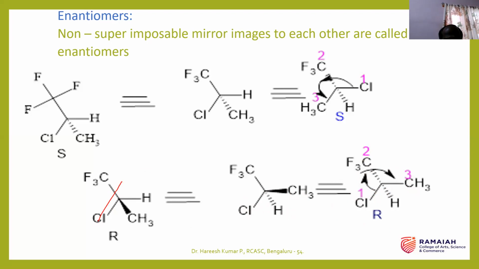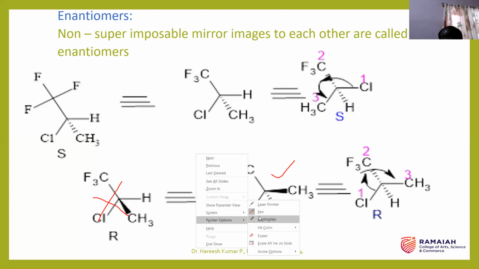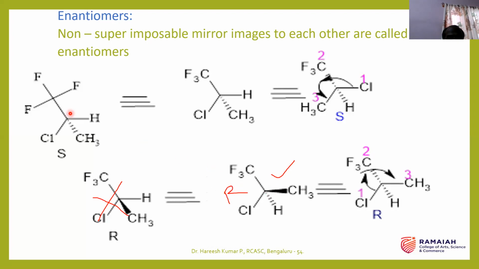So what you need to account here, don't take this, okay? You have to take this. So this one will have an R configuration. Okay, right. So this as well as this are enantiomers, and this will have an R configuration. This will have an S configuration, and these two are enantiomers.